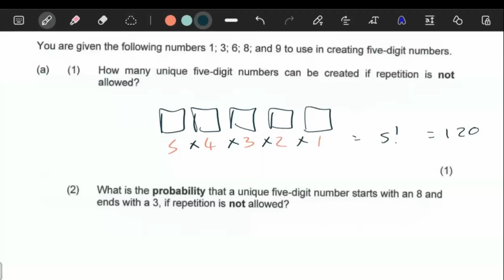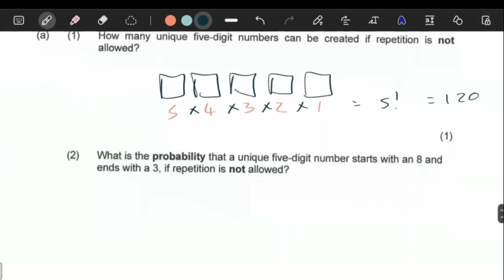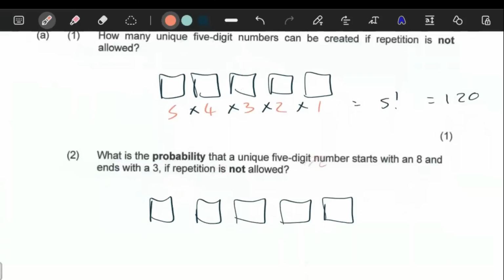Okay, question number 2 says, what is the probability that a unique 5-digit number starts with an 8 and ends with a 3 if repetition is not allowed? Well, this is quite simple again, because there are 5 slots to consider. When you visualize this, it's always going to be easy. Before you worry about the probability, you have to work out the number of arrangements where that is happening, and then you put it over the total number of arrangements where there are no restrictions.